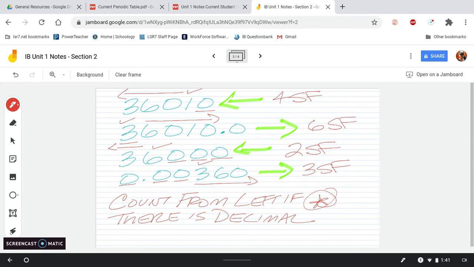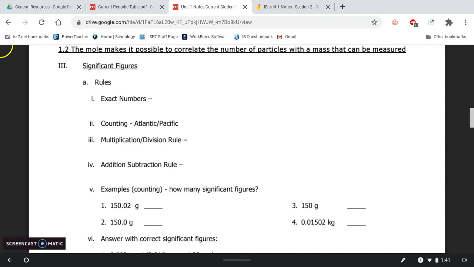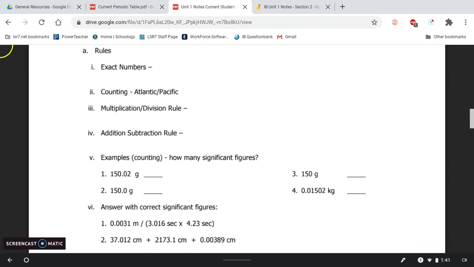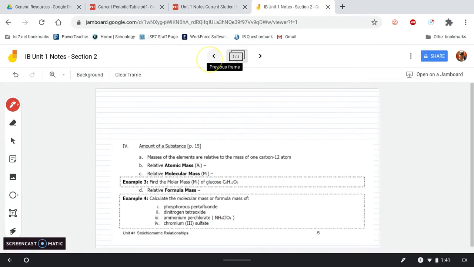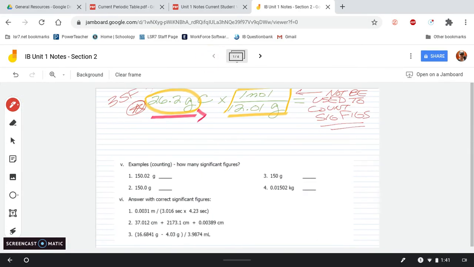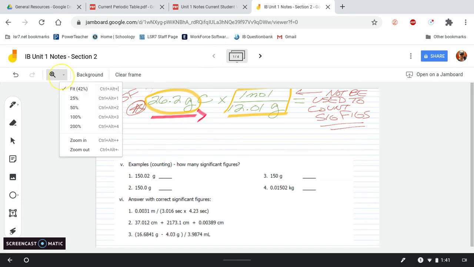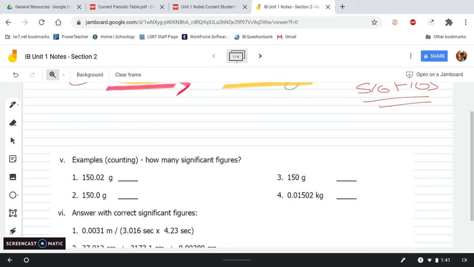So let's go back to your notes. You'll see that there's an example here. We're going to jump down to that example 5, and you've got some counting examples. So let's go ahead and do those real quick. I've put those over on this Jamboard. So let's go over to those. So I've got them right here, and we'll try to blow this up a bit. And we'll zoom in. We'll click off of that. And then there we go.